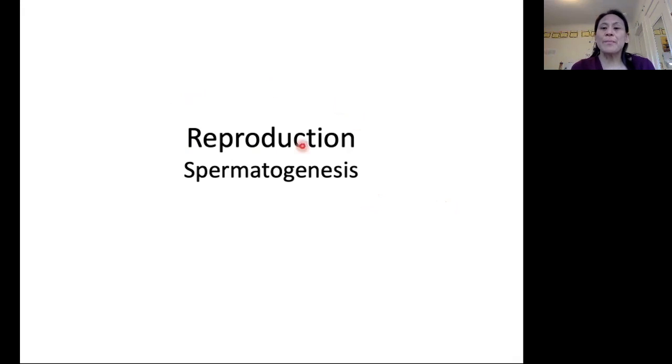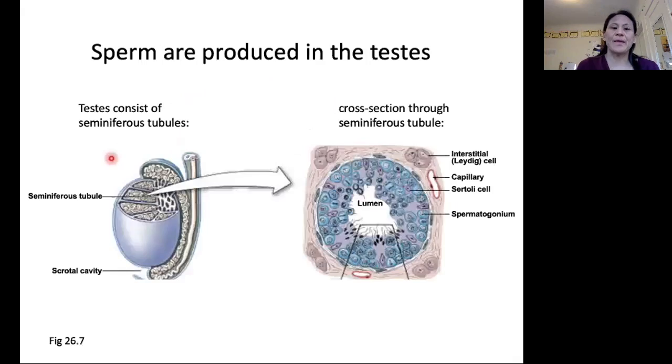We have been talking about male reproduction and we are now ready to talk about the process of spermatogenesis. I just want to remind you, sperm are produced in the testes. The testes consist of seminiferous tubules, and sperm develop on the inner wall of the seminiferous tubule.